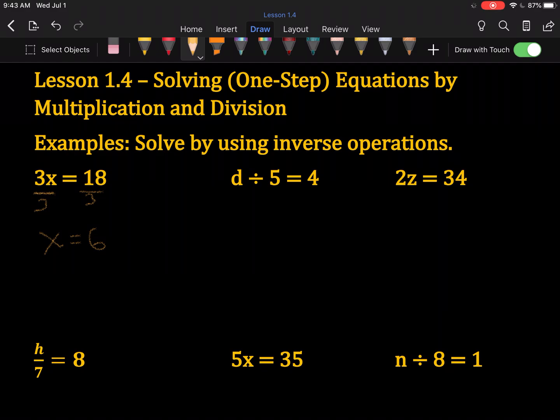Next is d divided by 5 equals 4. This is showing me division, so I'm going to multiply by 5. 4 times 5 is 20. Divide both sides by 2 on this next example to find out that z is 17.